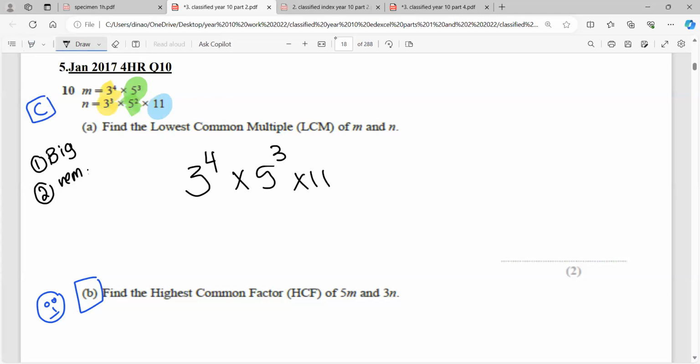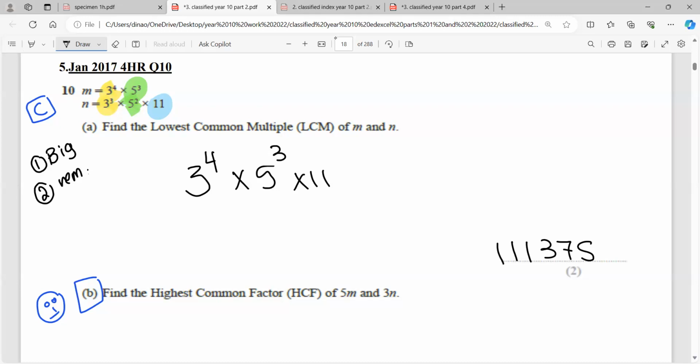What I do next is place this on the calculator and calculate. I will get an answer of 111,375. Let me do the math again: 3 power 4 times 5 power 3 times 11 is 111,375. Now let's look at this question and see what is new.